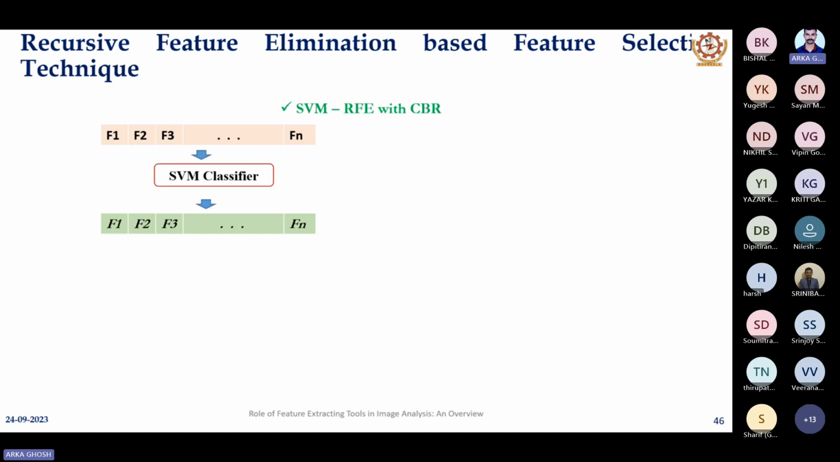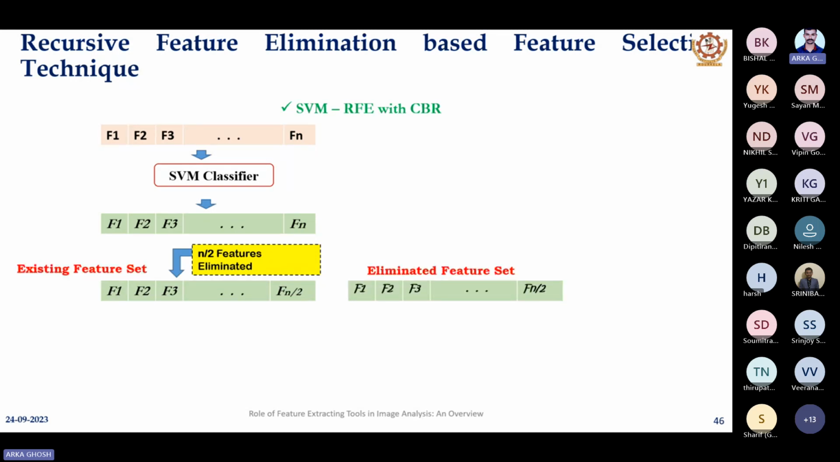So what happens again, those features will be fed to the classifier. It will assign different weight values depending on their weightage, that means how important the features are. Based on that, they assign different weight values, and they are arranged in a different order from F1 to Fn. Now these features, after eliminating half of them, will be divided into two sets. One is the existing features, another is the eliminated features. Now in the eliminated features, we have to identify which feature is still important and can be used for the next round of classification.